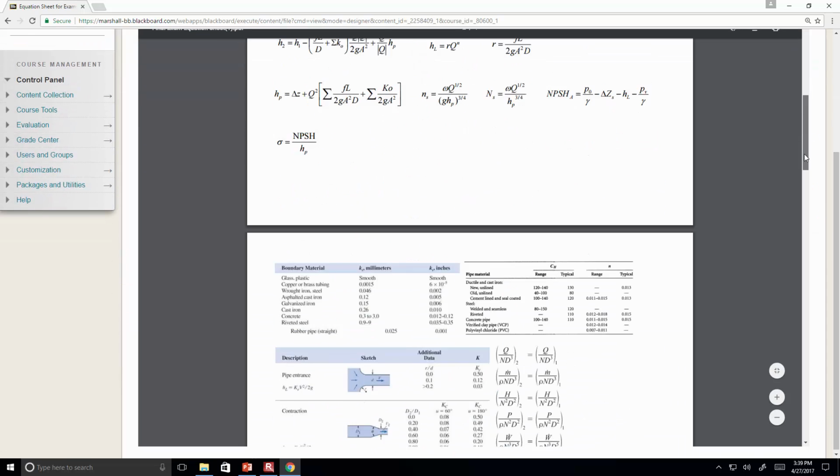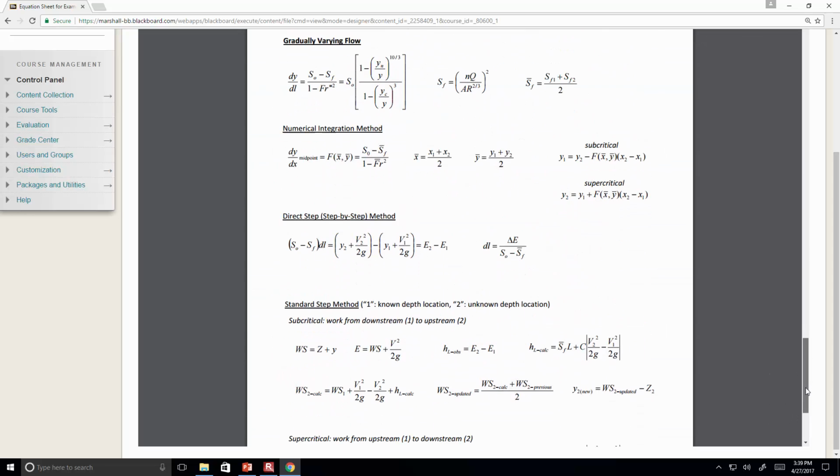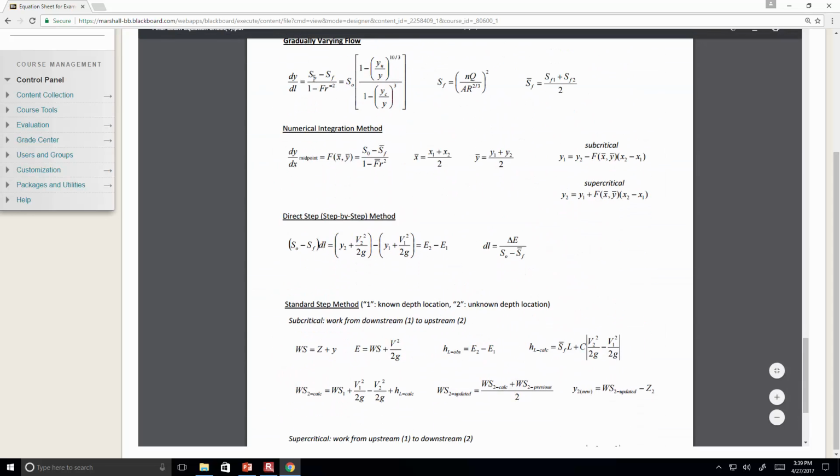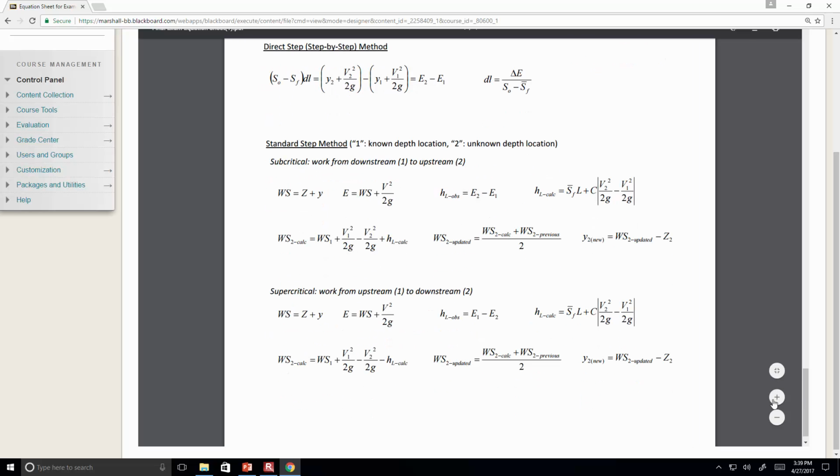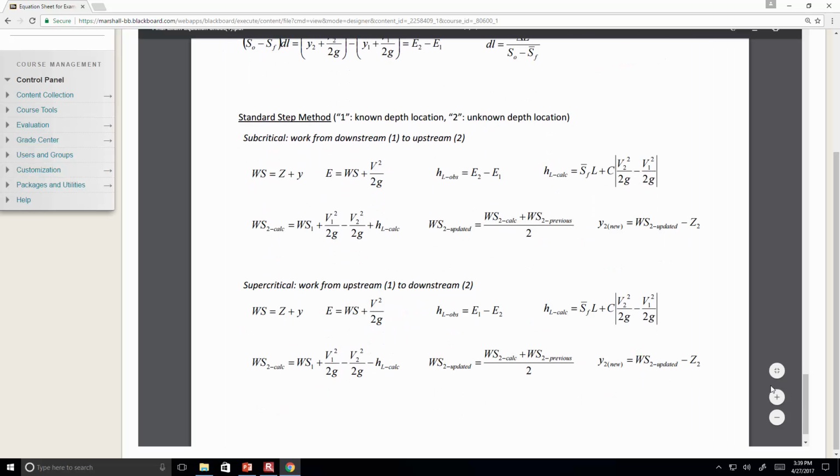If you look at the final page, it's got the process equation for gradually varied flow, rearranging Manning's equation for the slope of the energy grade line, and then the equations you'd need for each of the 3 methods that we've covered over the past weeks: numerical integration, direct step, and standard step. Along with a hint that, unfortunately, I guess I didn't emphasize enough in class, that when you've got supercritical conditions, the formula is different for calculating the water surface.